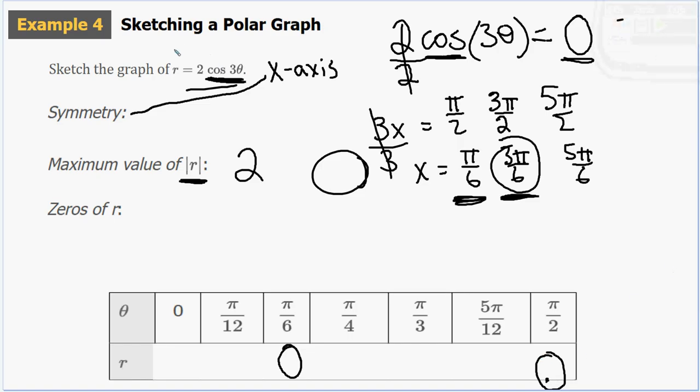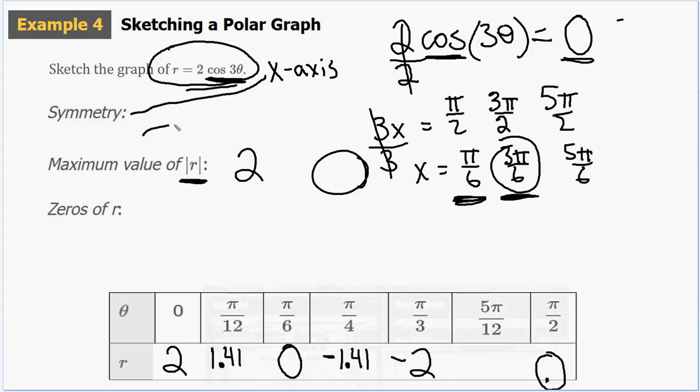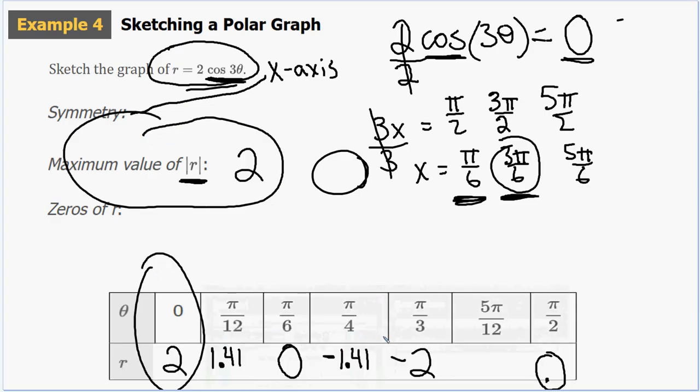Now, if we put this in our calculator in the y editor, when 0 goes in, we should get out a 2. Pi over 12 is not on the unit circle, but when we multiply by 3, it'll be 3 pi over 12, or pi over 4, and that gives us a value of root 2, or about 1.41. Pi over 4 gives us a negative root 2, or a negative 1.41. Pi over 3 has an output of negative 2. We already said our max value was 2, and here it is at 0, 2, and at pi over 3, negative 2. So we predicted those. And then 5 pi over 12 gives us a negative 1.41.